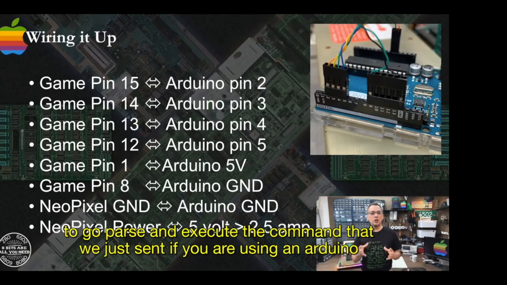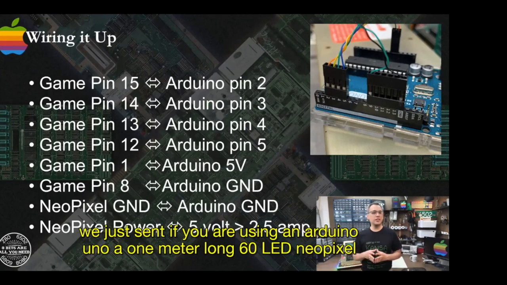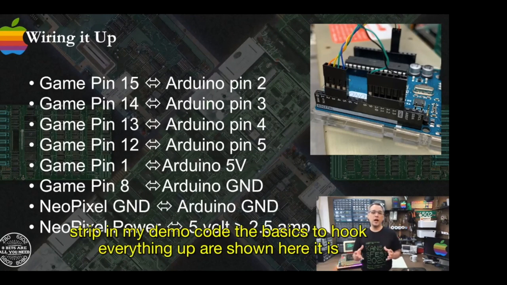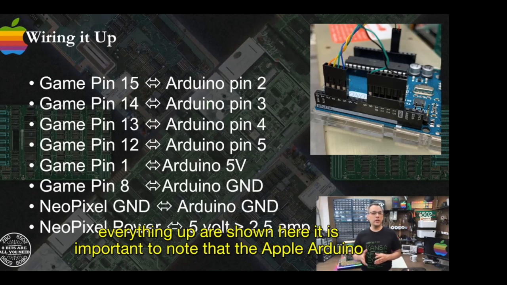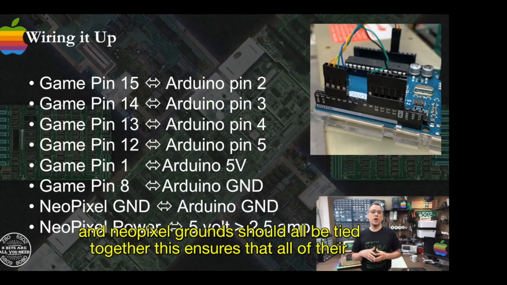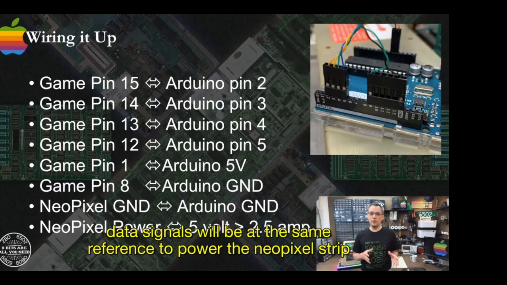If you are using an Arduino Uno, a 1 meter long 60 LED NeoPixel strip, and my demo code, the basics to hook everything up are shown here. It is important to note that the Apple, Arduino, and NeoPixel grounds should all be tied together. This ensures that all of their data signals will be at the same reference.